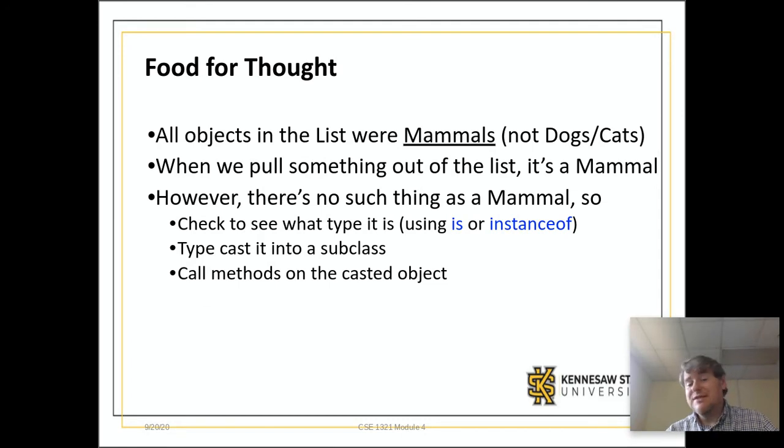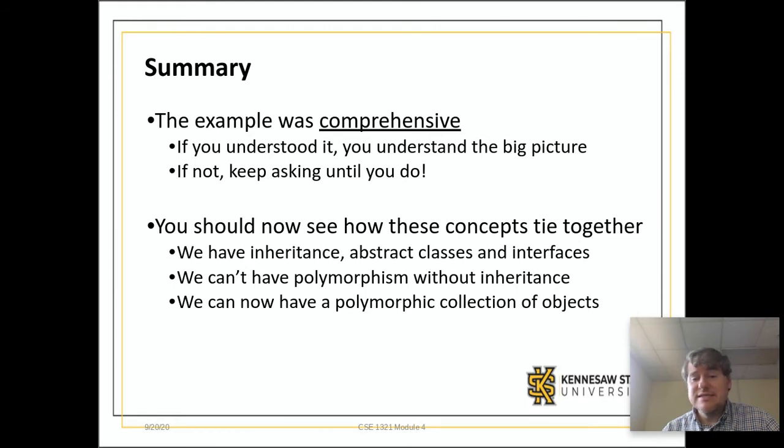So to be clear, everything that was in that list was a mammal. They were not cats, they were not dogs, they were mammals. The particular objects that I happened to stick in there were of type dog or of type cat. But they are all still mammals because a dog is a mammal and a cat is a mammal. When you pull something out of the list, what you're pulling out is a mammal because that's what you put into the list, mammals. Since there's no such thing as a generic mammal, you're going to have to see what it is that you have with the is or instance of, cast it to the appropriate type, and then call the method that you were trying to call on that object. So hopefully that clears things up. This example is comprehensive.